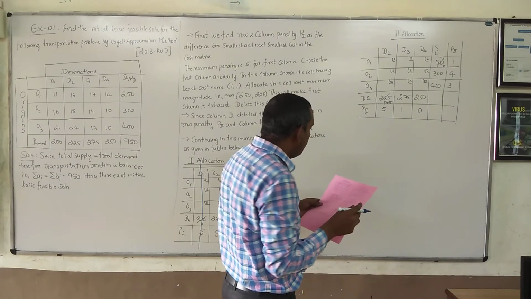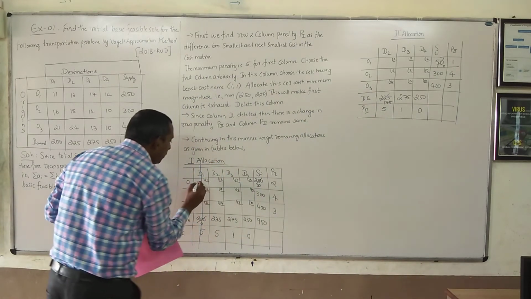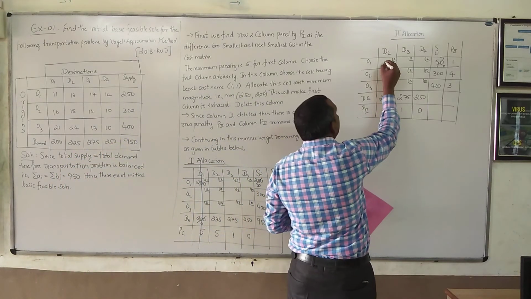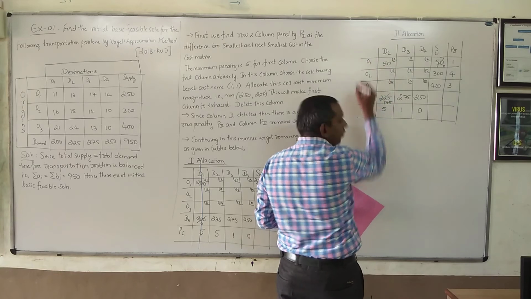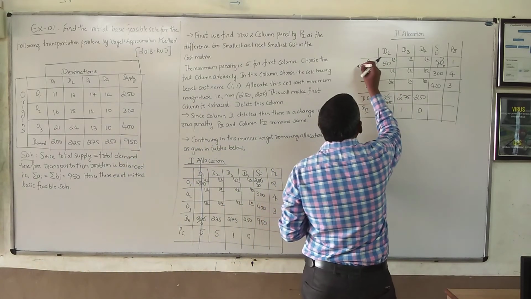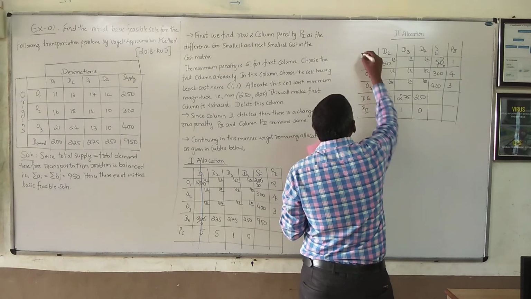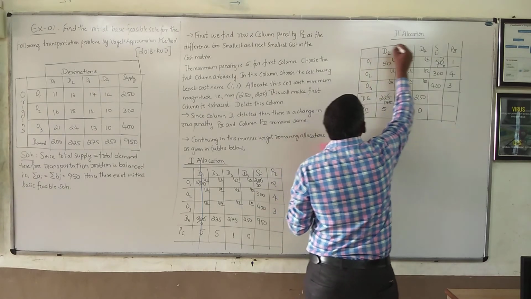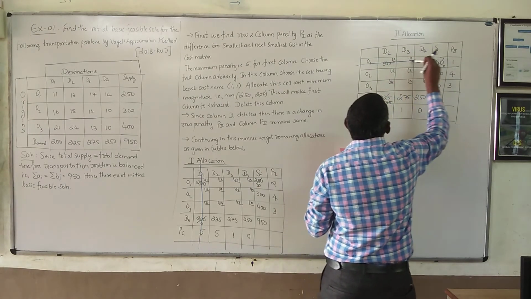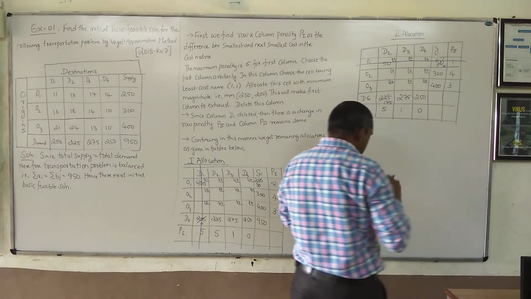So I have allocated 50 here. So this will get exhausted. Let me complete the table here. Fine. So this will get exhausted.